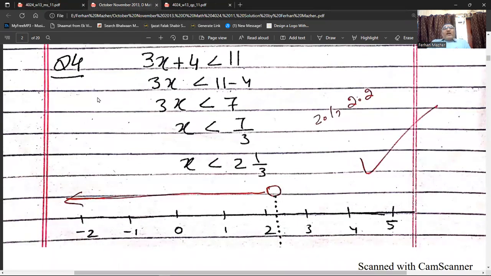So here you have 3x plus 4 less than 11. 3x is less than 11 minus 4. 3x is less than 7. x is less than 7 by 3. And x will be less than 2 whole 1 by 3, which means 2.333333. Okay, so I will represent it on the number line.